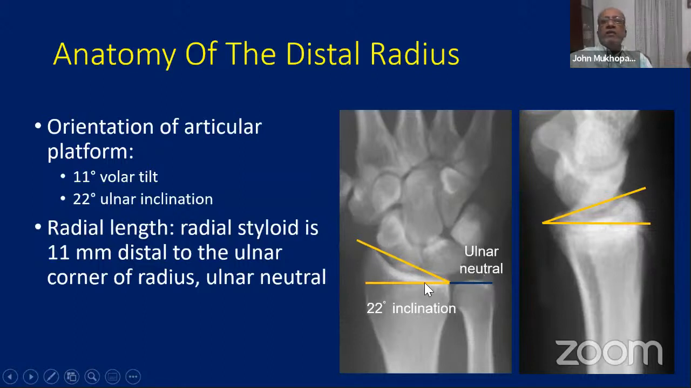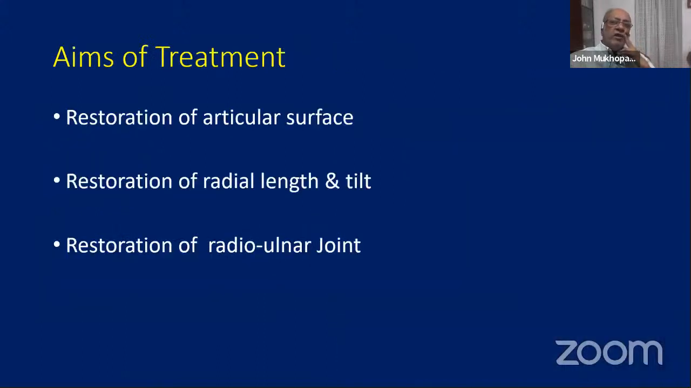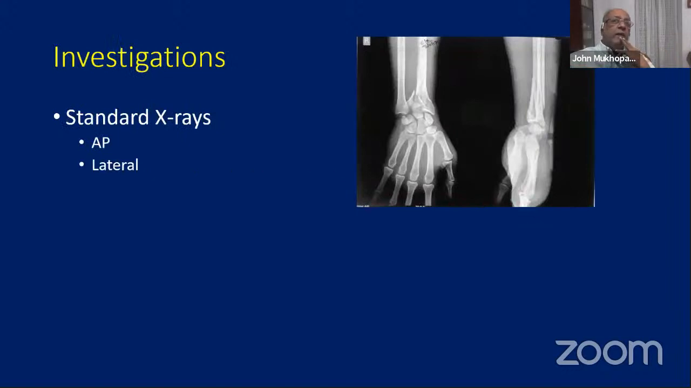So in all the fractures, you have to try and restore this relationship. It's not always exactly these values. So where you have a normal opposite side, it is useful to get an X-ray of the opposite side, so you know what you're trying to achieve in your reduction. The aims of treatment are restoration of the articular surface, restoration of the radial length and tilt, and restoration of the radioulnar joint. And if you're operating, you also need to get a stable fixation.